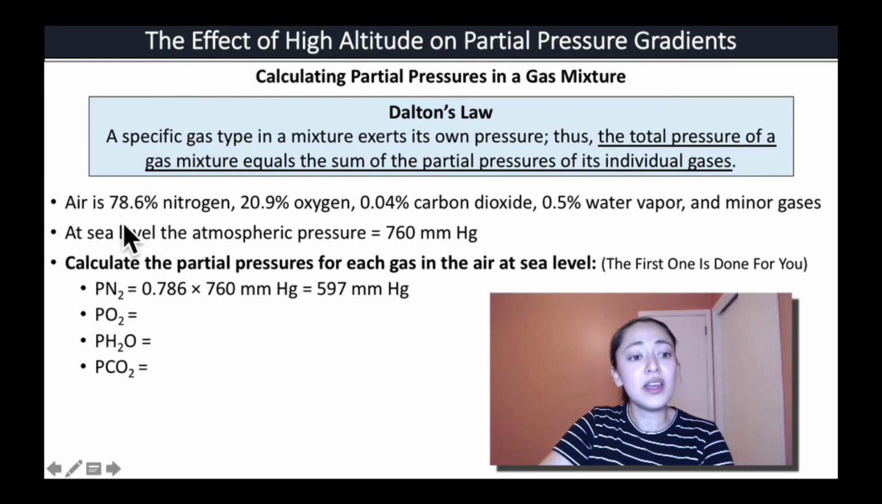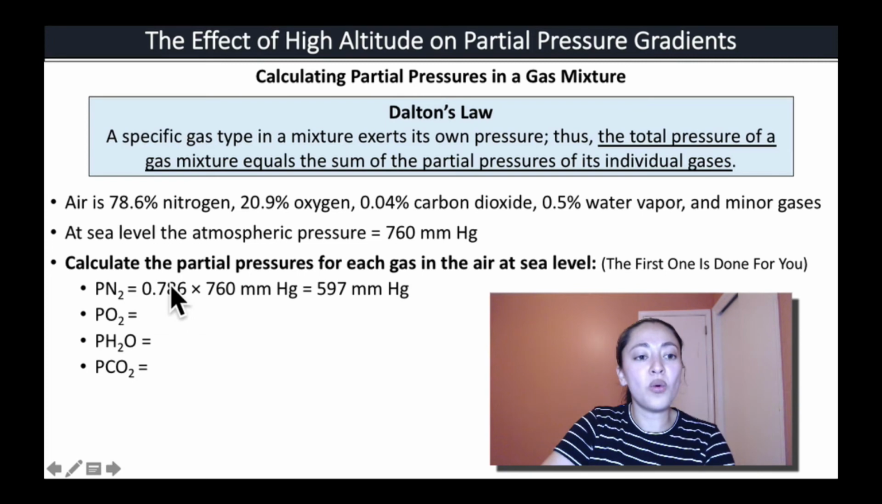The air around you is 78.6% nitrogen, 20.9% oxygen, 0.04% carbon dioxide, 0.5% water vapor, and then there's some other minor gases. At sea level, the total atmospheric pressure is 760 millimeters of mercury. So how can we calculate the partial pressure of each of these gases above? All you have to do is take the percent of that gas and multiply it by the total pressure present. Okay, but in order to do that, you always have to just move the decimal place over twice.